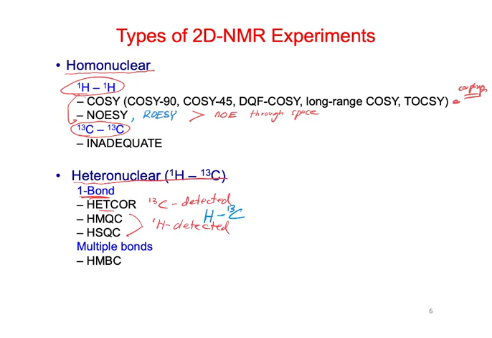Another experiment we'll look at is for multiple bond correlations. These can typically be either 2-bond couplings, so CH, or 3-bond couplings. You might even see 4-bond if we have aromatics or things like that. But these types of experiments are really good. So what we're seeing here, 2-bond, would be something like this.